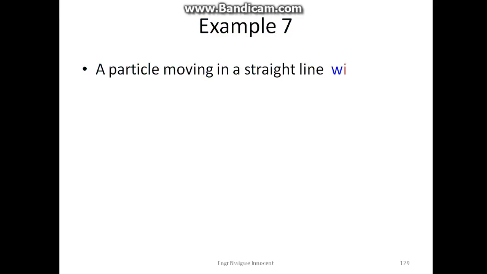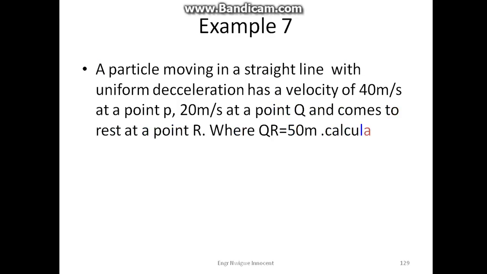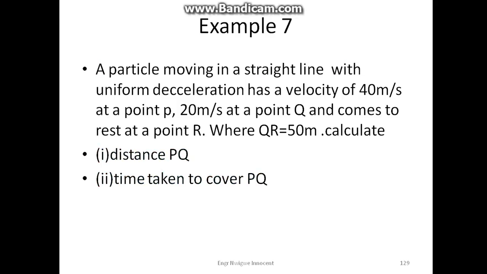Example 7. A particle moving in a straight line with a uniform deceleration has a velocity of 40 meters per second at its point P, 20 meters per second at a point Q, and comes to rest at a point R, where QR is 50 meters. Calculate I, distance PQ, II, time taken to cover PQ, III, time taken to cover PR.